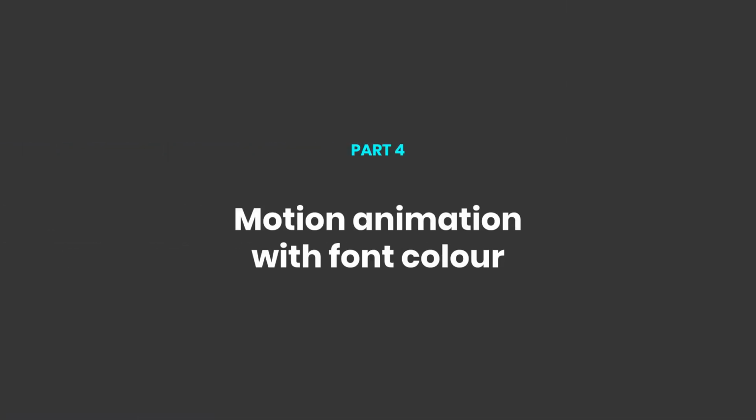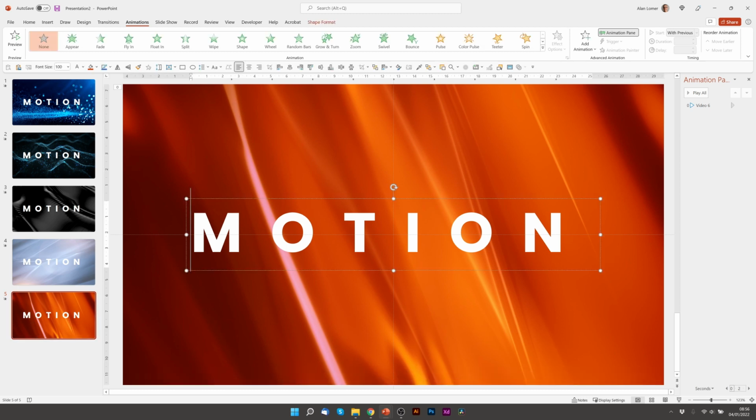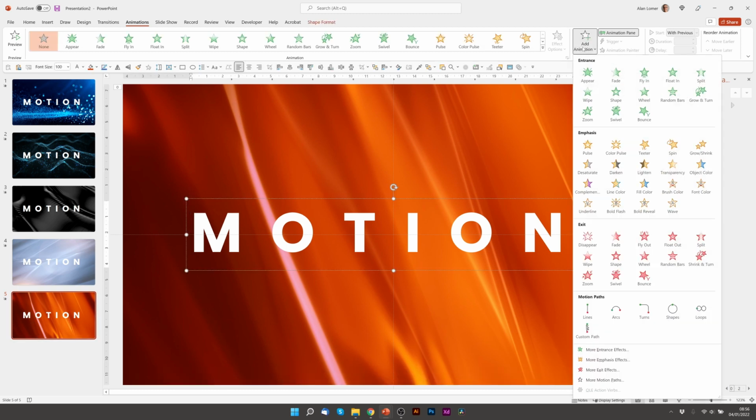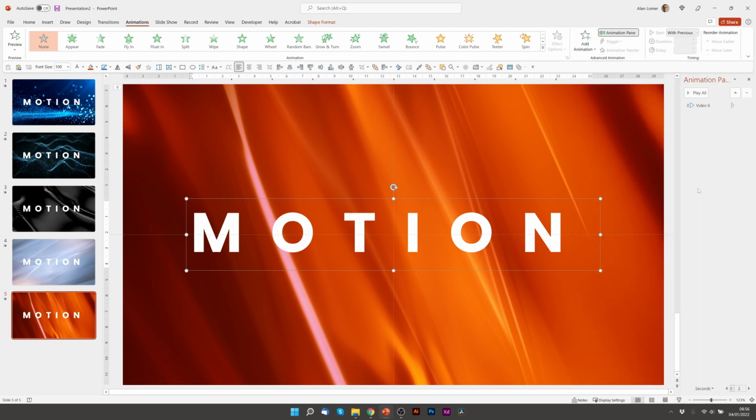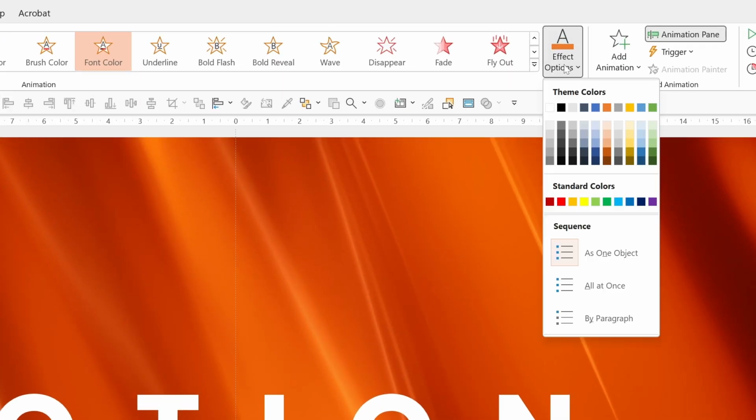In our final example, we're going to use a font color effect to change the font color really quickly, and I'm going to show you a tip on how you can choose any color for that. So we'll click on the text, go to add animation, and choose font color. That would just default to a font color up here under effect options.